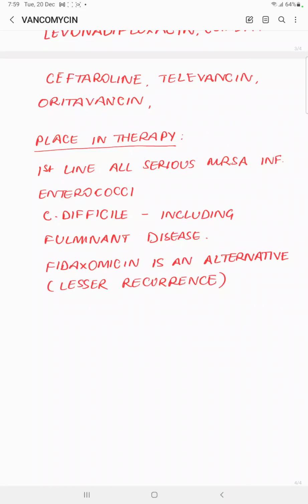Fidaxomicin is an alternative to vancomycin, and the benefit is that the recurrence rate with C. difficile is less when we use fidaxomicin. So those who have recurrent C. difficile infection or those who are predisposed to have more recurrence, in them fidaxomicin is a better alternative. So vancomycin in clinical practice we would reserve mainly for MRSA, drug-resistant enterococci, and for C. difficile treatment.